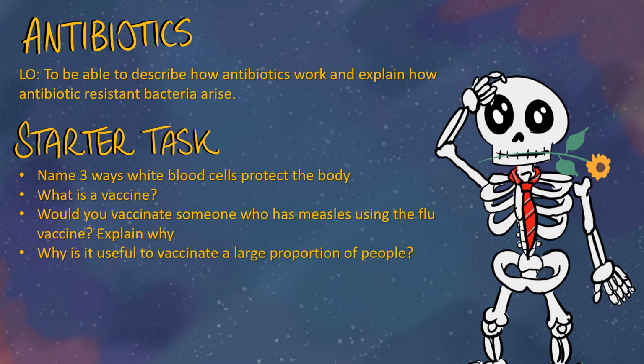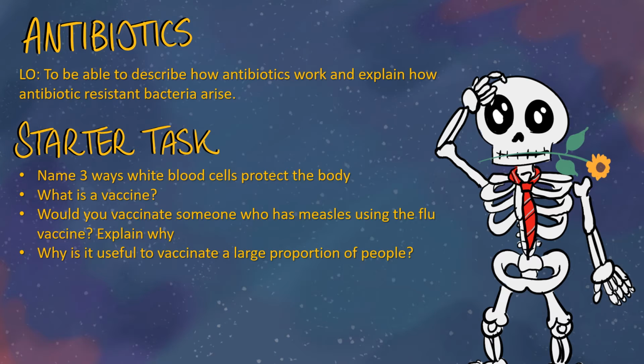Okay, number 1, name 3 ways white blood cells protect the body. So there is phagocytosis, where the white blood cell engulfs the pathogen. There are antitoxins, which counteract the toxins that the pathogens produce. And there are antibodies, which attach to the antigens on the pathogens and trigger the pathogen to be destroyed.